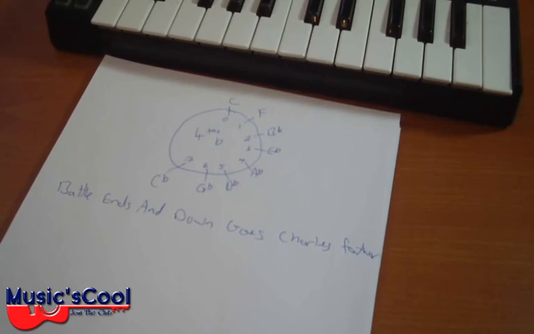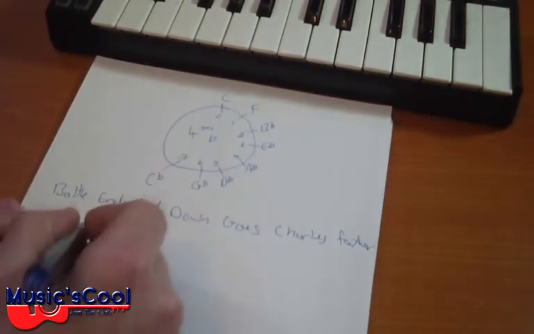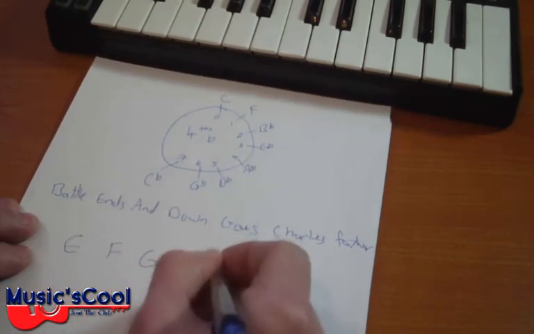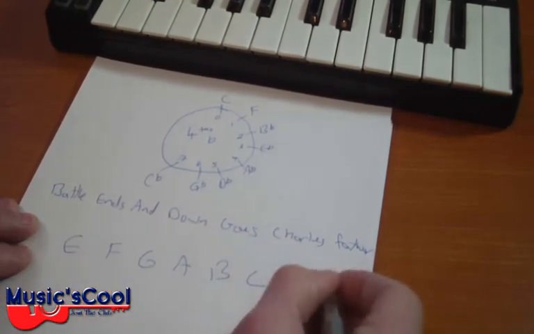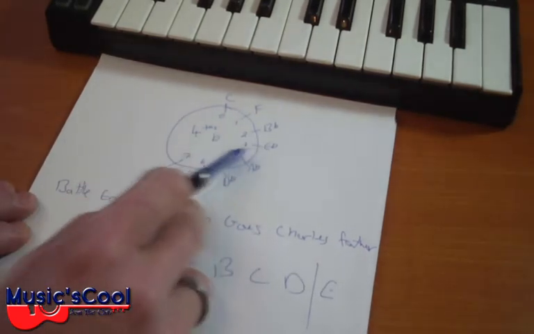Okay? So again, it's the exact same thing. So if we wanted to know how to spell the key of E flat, for example, then we would do the same thing. We would first write our letters out. E, F, G, A, B, C, D. Put an E on the end just to finish it off, okay? We look here on the circle. It's got 3 flats in it.